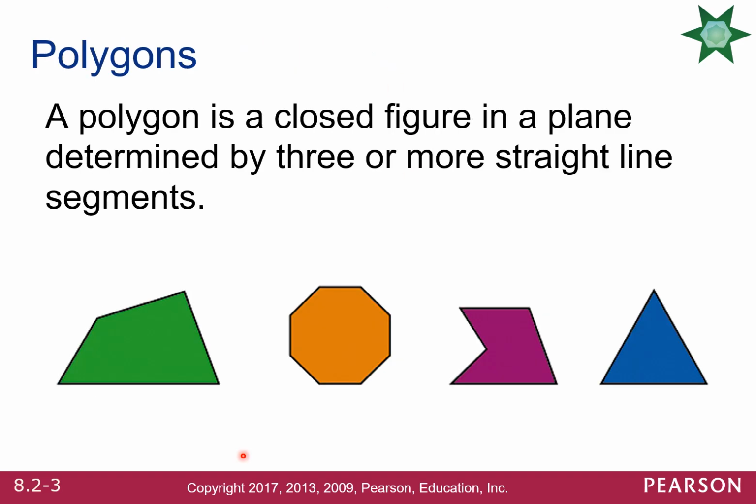So here we present a definition of polygons. A polygon is a closed figure in a plane determined by three or more straight line segments. And here are some examples of different polygons. This green figure here has four lines connecting, all right, and it's a closed figure. All the lines close upon a certain area. So it's a figure with four lines in them.